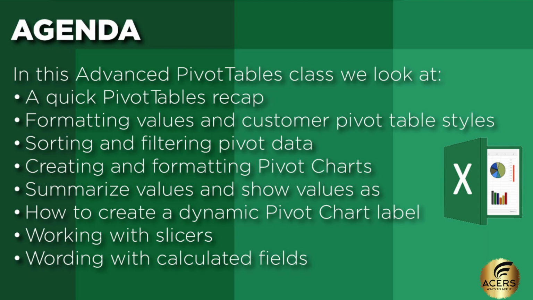I'm going to go through some of the options like summarizing values and also showing values as something else, which you may or may not have used before. And something that's quite fun that I thought I'd throw in because it does showcase quite a few different elements. It showcases slicers and also some of the newer functions, and that is creating dynamic pivot chart labels.